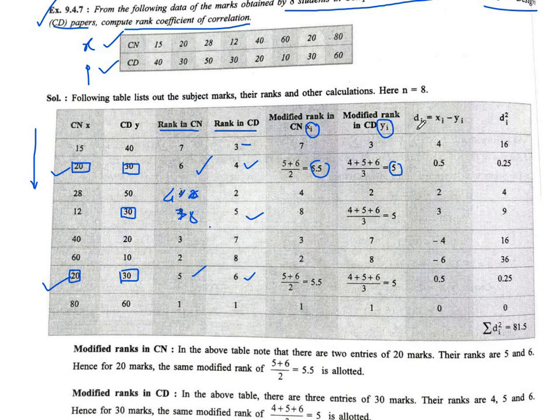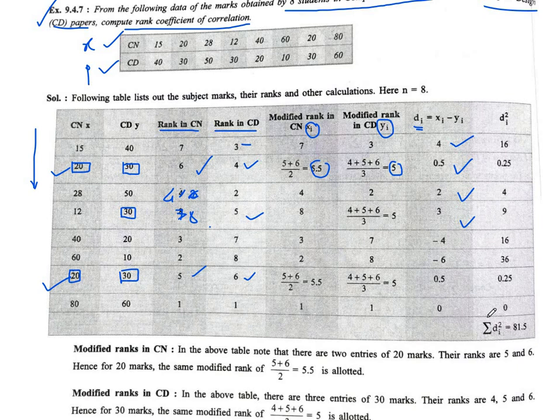After that we have to find the values of di, that is xi minus yi. 7 minus 3, that is 4. 5.5 minus 5, so 0.5. 4 minus 2, 8 minus 5, then 3 minus 7, 2 minus 8, 5.5 minus 5, 1 minus 1, that is it. Then we have to take the square of these di values.